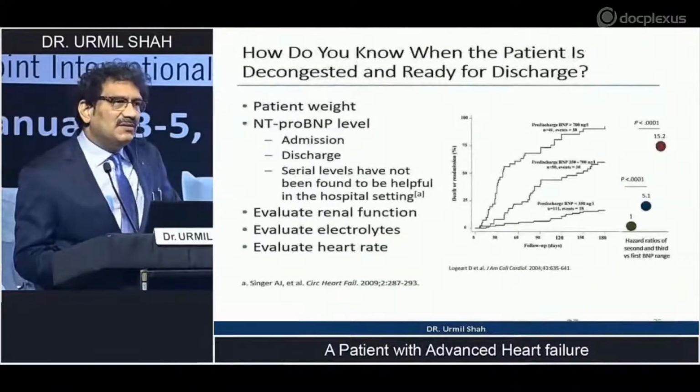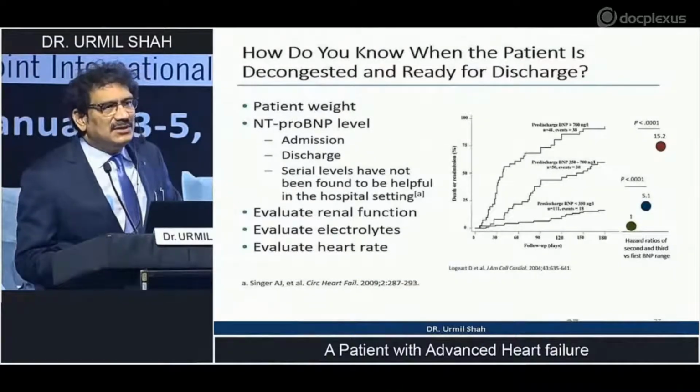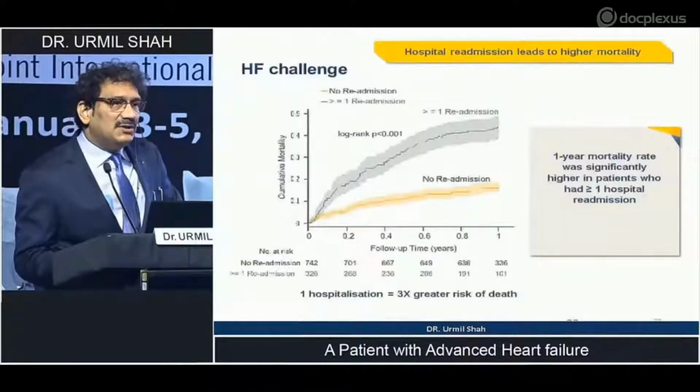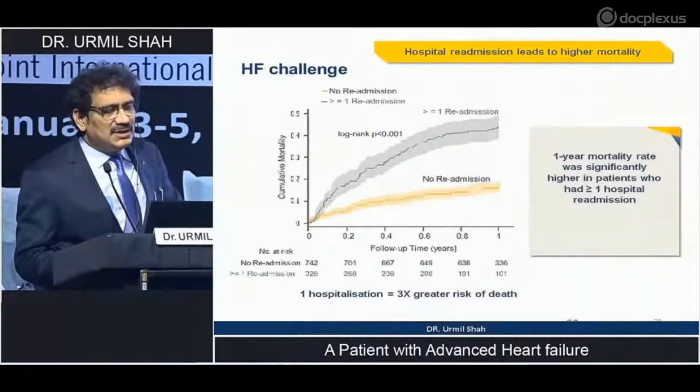Whenever discharging the patient, make sure that the patient is reasonably stabilized. We can take the help of NT-proBNP. If it is high, that means the prognosis is not good, or we still require an addition or adjustment of therapy. Electrolytes are important, and evaluate the heart rate at the time of discharge. Heart failure readmission is a very big problem. If there is a recurrence of heart failure admission, that means the patient is going to worsen in the near future.